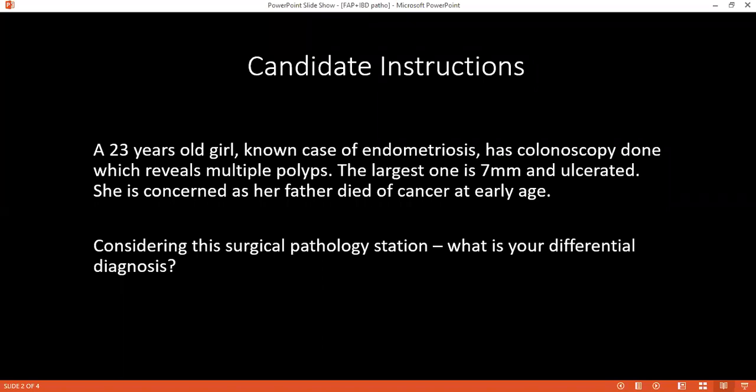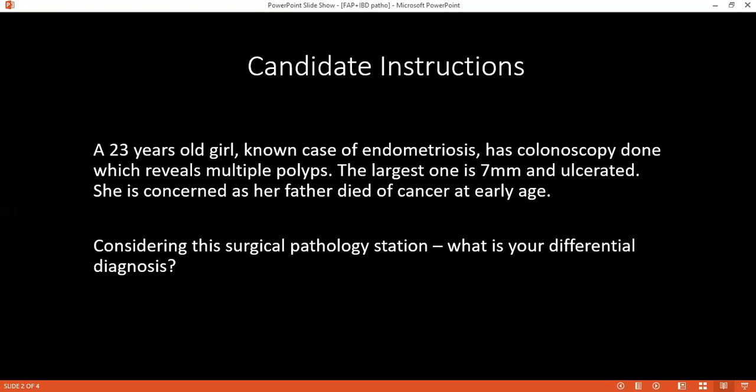Can you please tell me what investigations you will ask for to confirm your diagnosis? As the patient has already had the colonoscopy, it's better to take the biopsy of the polyp first. The second thing, because there is a family history of cancer, I need to do a genetic workup for the patient for the FAP gene. What genes are involved? This is the APC gene, located on chromosome number 5, and the patient needs to be evaluated for that.